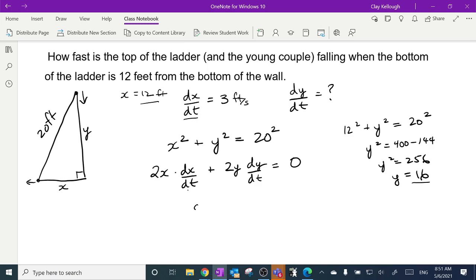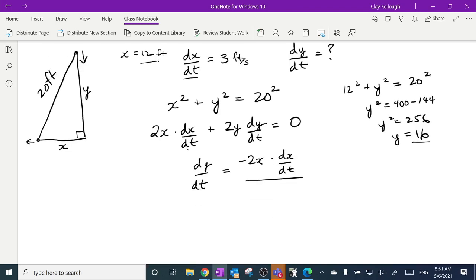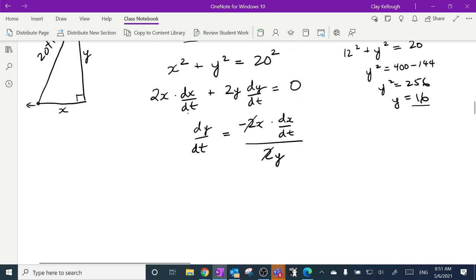I like to simplify my formula before I plug in numbers. So dy by dt is 2x times dx by dt. I guess if I move that to the other side, I have to make it negative. And again, there's people going, oh, but I already had x as negative. That's fine. It doesn't really matter about the sign on this one. And then divided by 2y. The 2's cancel. That's nice. And so my answer will be, plug in the numbers.